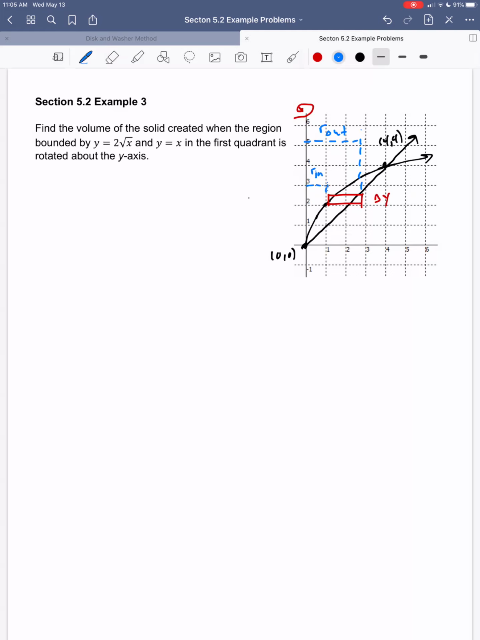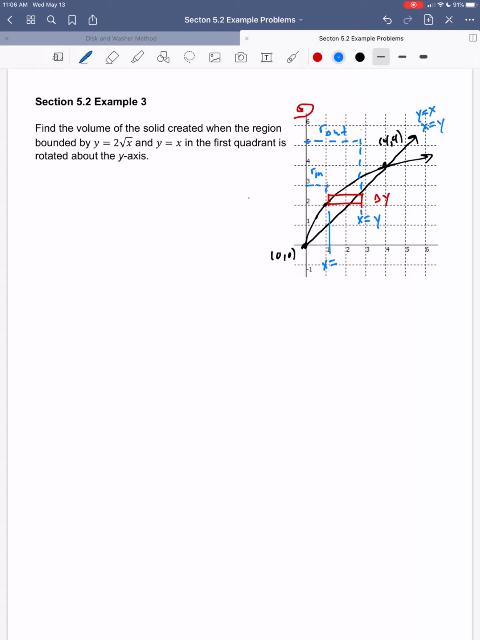And of course, that rectangle now is in the x direction, not in the y direction. So to find the length of this rectangle, I'm going to have to subtract x coordinates instead of y coordinates. So the line is easy, right? The line right here is the line y equals x. But if y is equal to x, then x is equal to y, right? And so this endpoint of the rectangle is on the line. So that's x equals y.